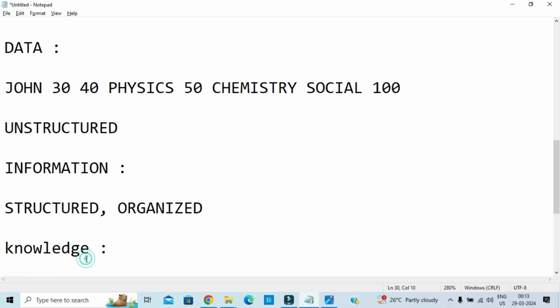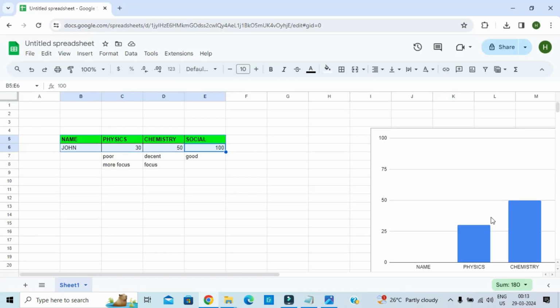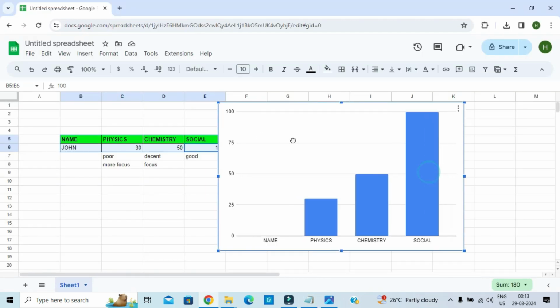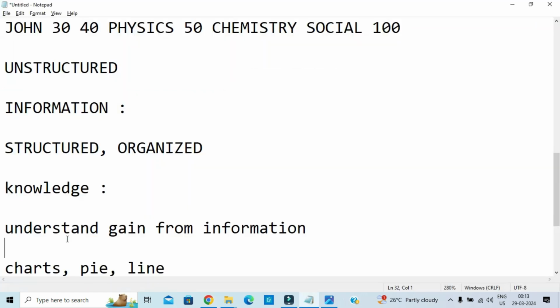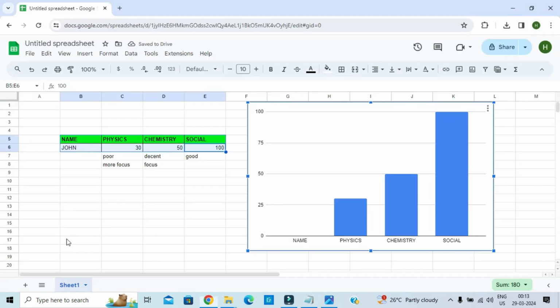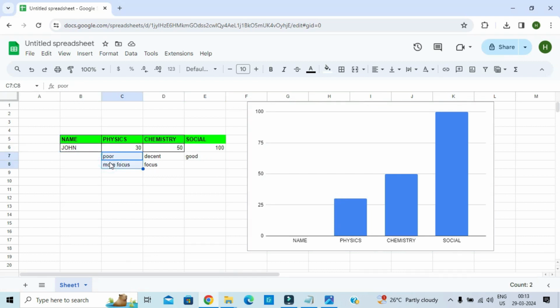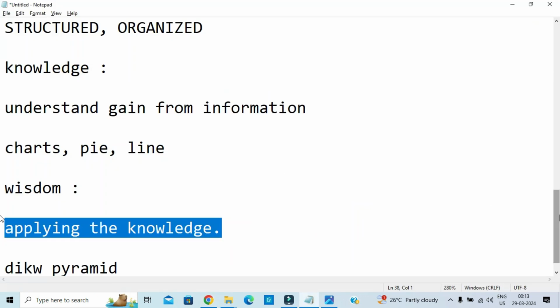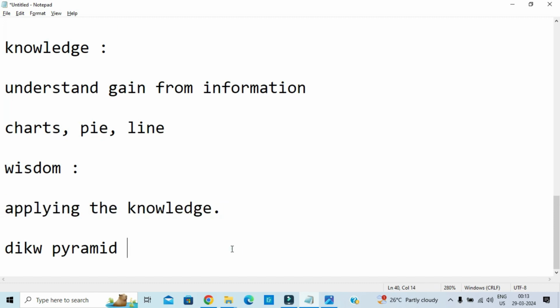With this information I gained some knowledge by interpreting the results in the form of graphs, right? After gaining some knowledge, I'm going to use that knowledge by applying it. So I'm going to take the decisions. This is how the DIKW pyramid is represented.